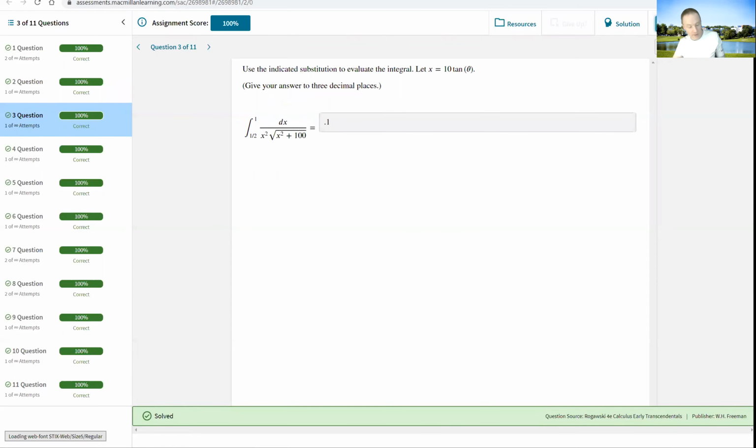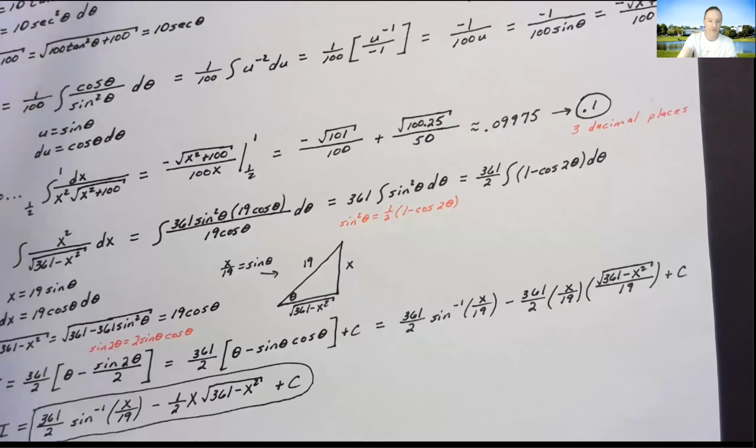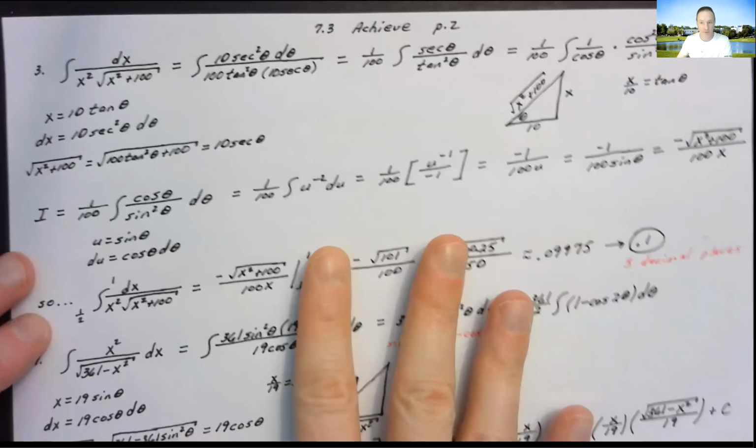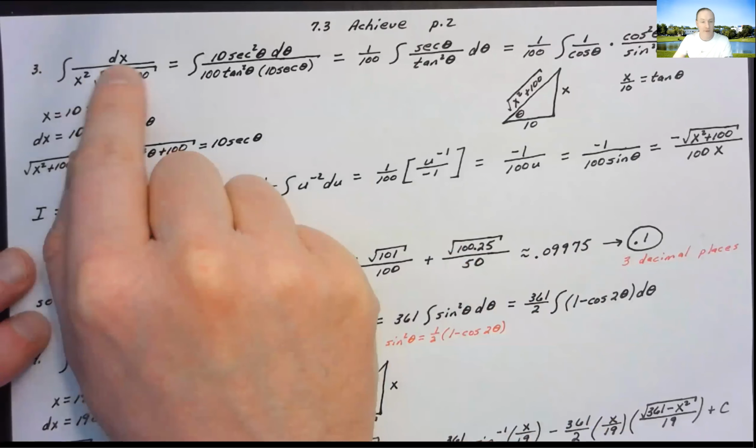For the next question here, number 3, it's asking us to integrate a definite integral. We have dx over x squared times the square root of x squared plus 100. As soon as you see that x squared plus 100, again, I wish they wouldn't have told us, but we should have known to use the trig substitution to let x equal a tangent theta, in this case 10 tangent theta.